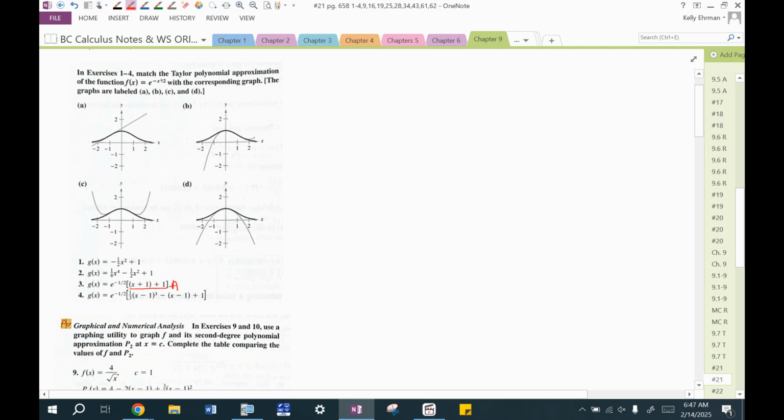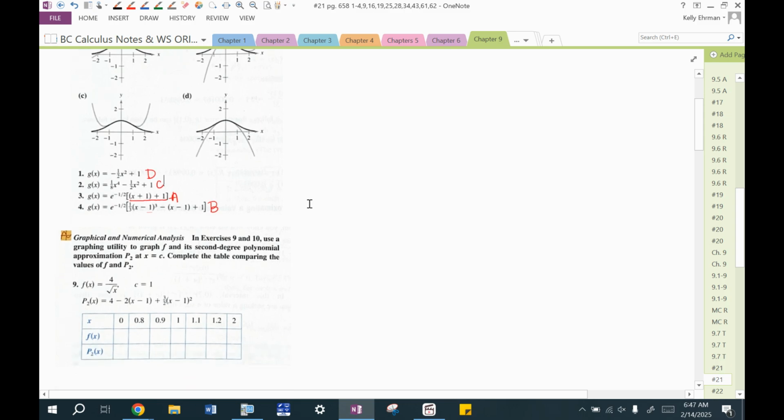B has opposite end behavior, so it has to be an odd polynomial. That needs to be the cubic right here, so B has to go with 4. Even end behavior opening up, kind of a W shape there, that's got to be degree 4 or higher, so that's C. That leaves us with D, which is the quadratic opening down for number 1.